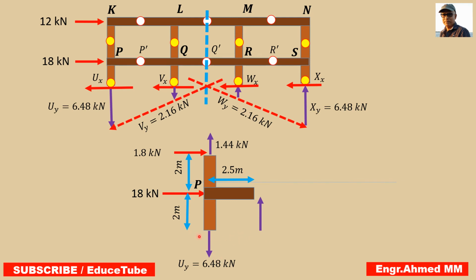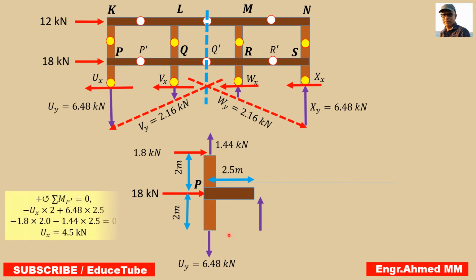Now I need to find the horizontal reactions component. So taking moment about this point, P prime, these points. So what I can do, say 6.48 multiplied by 2.5, then minus 1.8 multiplied by 2, 1.44 multiplied by 2.5, because we are taking moment about this point. So easily I got Ux equal to 4.5. So here the horizontal reactions component is 4.5.